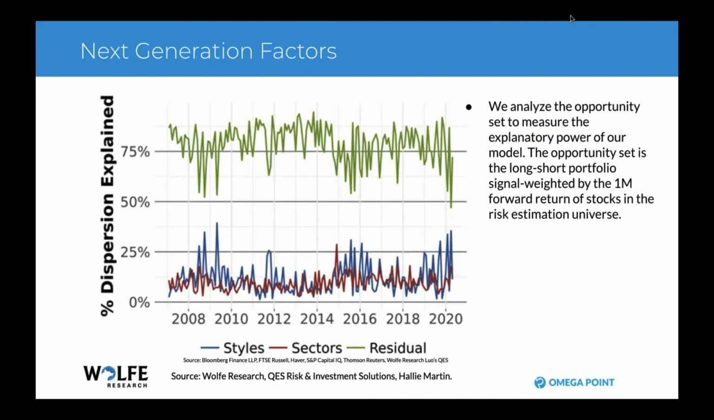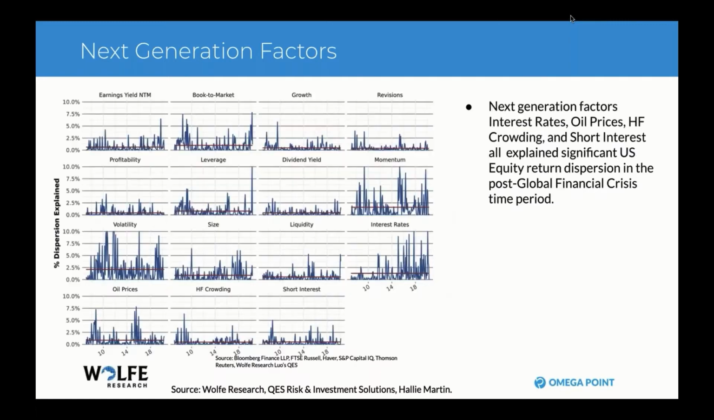We then run that portfolio through our risk model to assess the percent of dispersion that was explained by the factors in our model. And you can see, for example, in March 2020, the systematic factors collectively explained over 50% of the return dispersion across U.S. equities between sectors and styles.